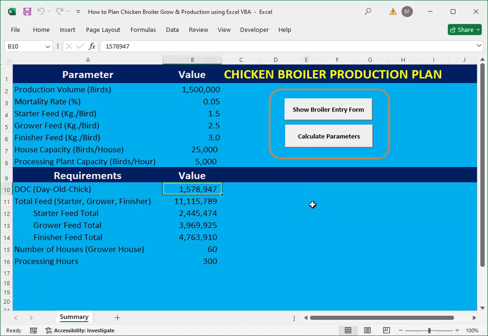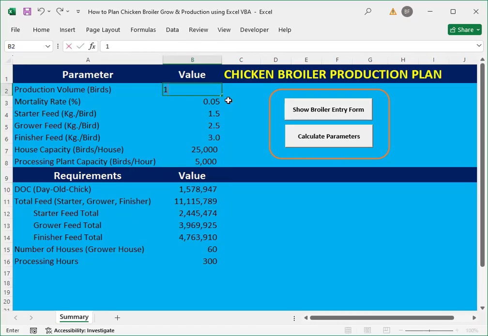Okay. So therefore, for our 1.5 million, our DOC requirement would be 1,578,947, considering the production volume of 1.5 million and the mortality rate of 5%. And our total feed, the starter, grower, finisher feed, would be 11 million. The number of houses will be 60 houses and 300 processing hours. That is if we are going to produce 1.5 million. And you know, we're going to need more money because the DOC will become 1,578,000, the DOC that we need to place in the farmhouses.